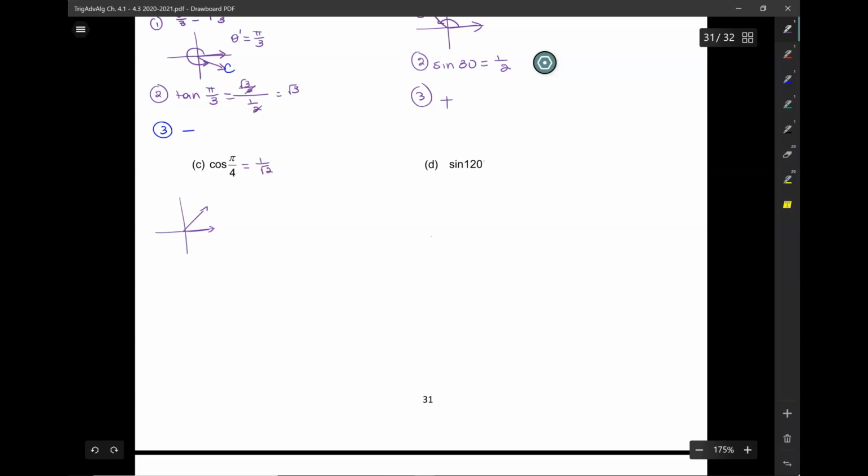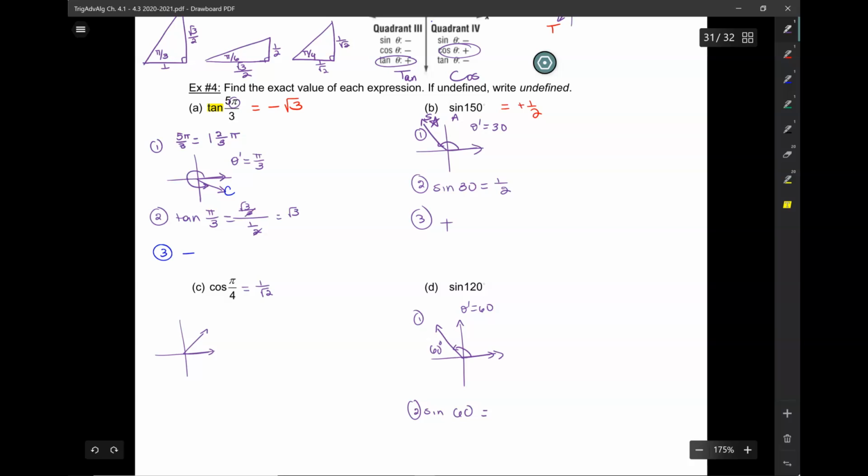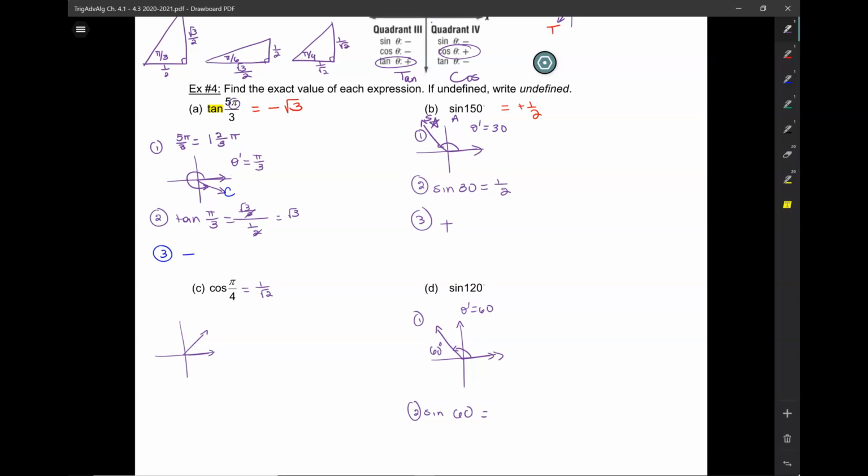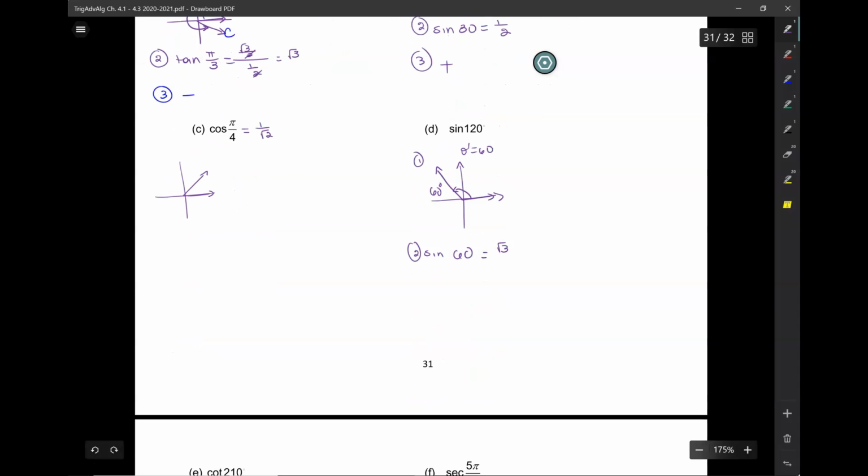Okay, sine of 120. 120 is here. Reference angle is 60 degrees. So what I'm going to do here is I need to find sine of 60 degrees. That's the first triangle. Sine is the opposite side of pi over 3, so it's root 3 over 2. In that second quadrant, sine is positive. So the answer here is positive root 3 over 2.